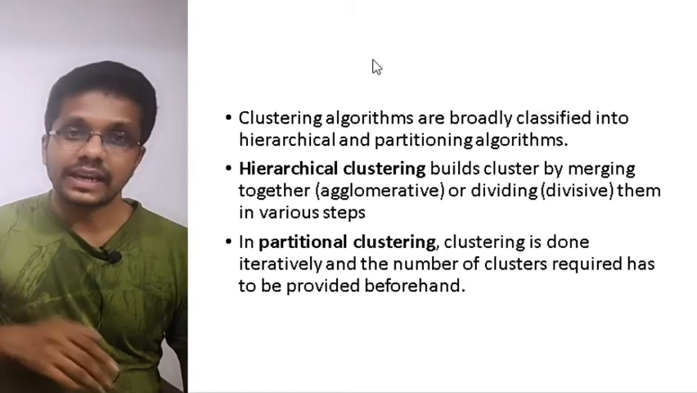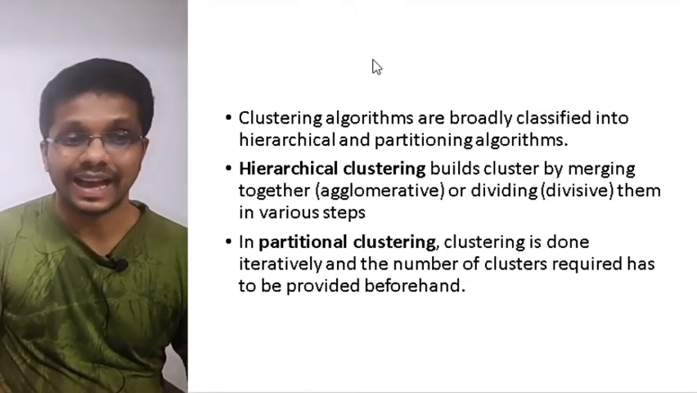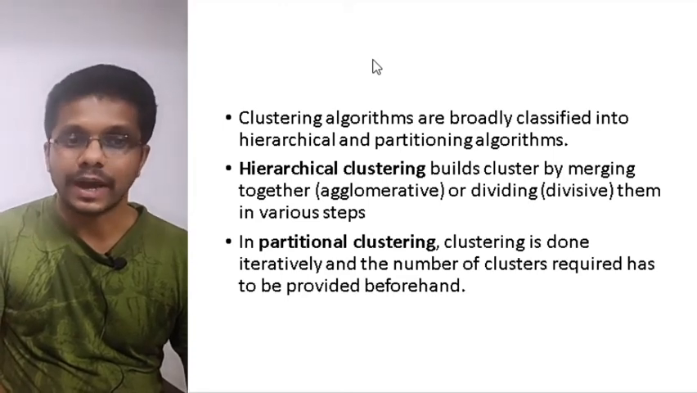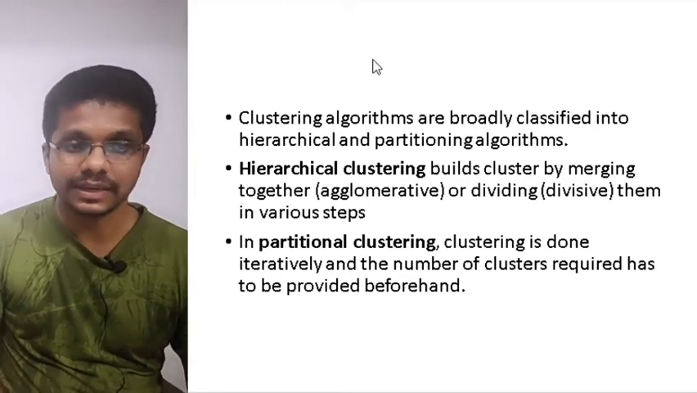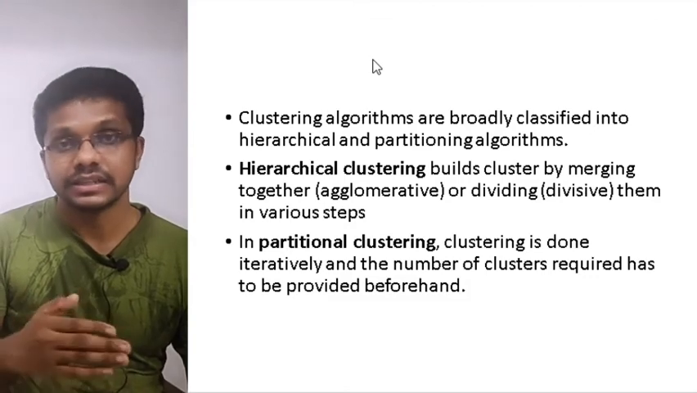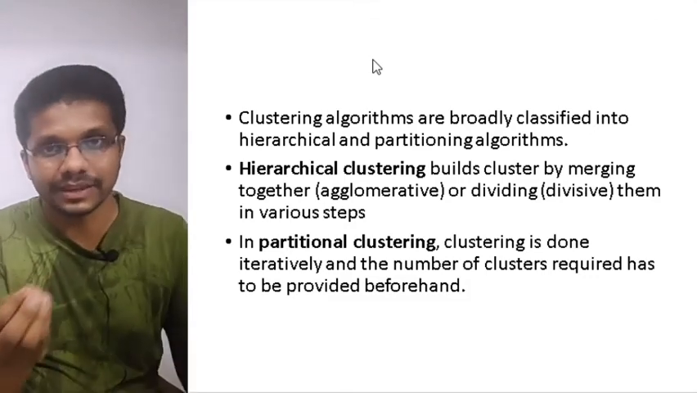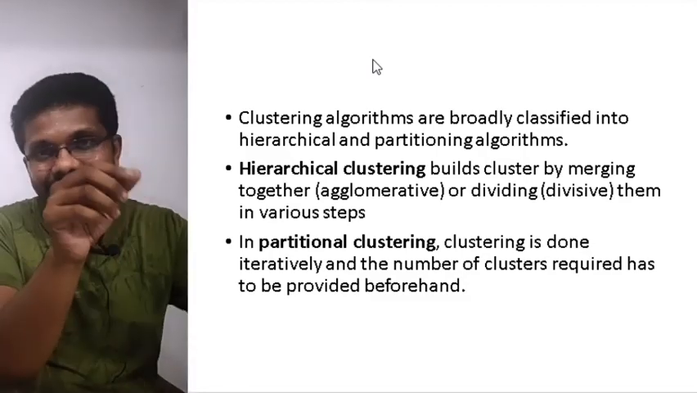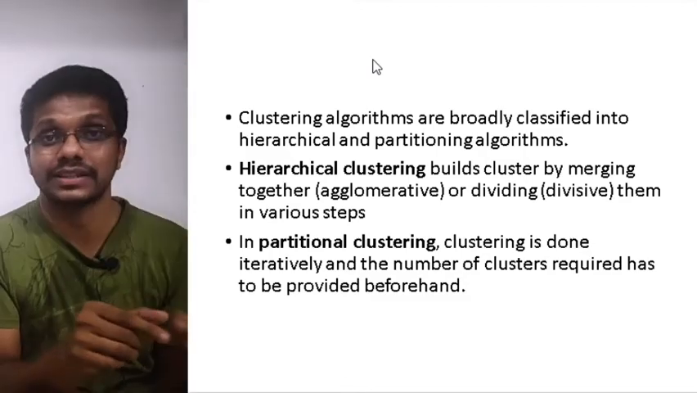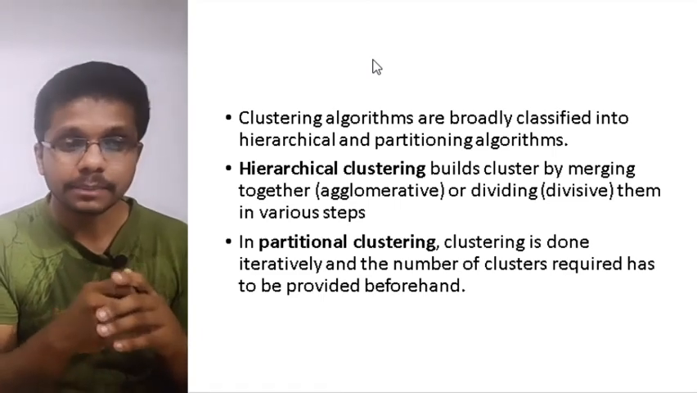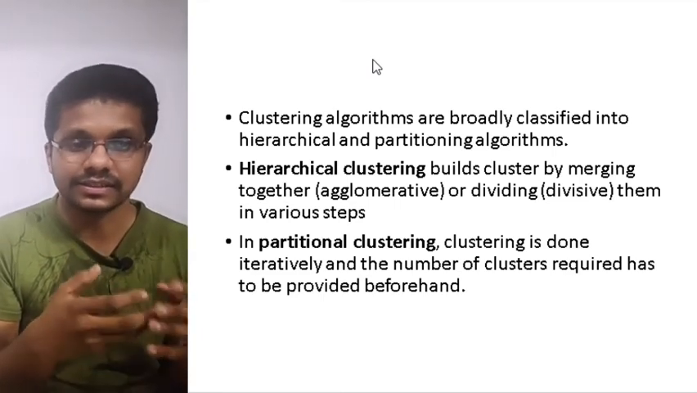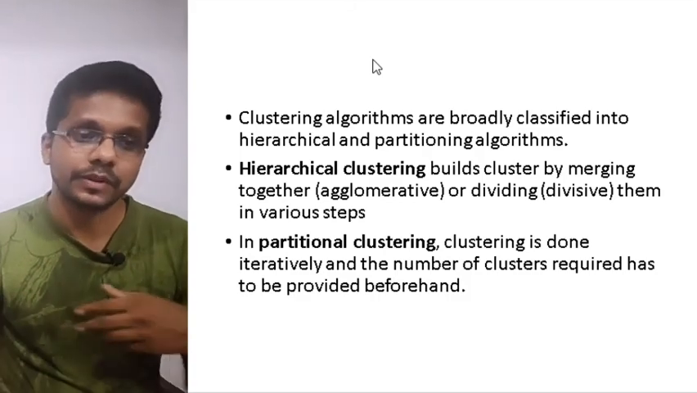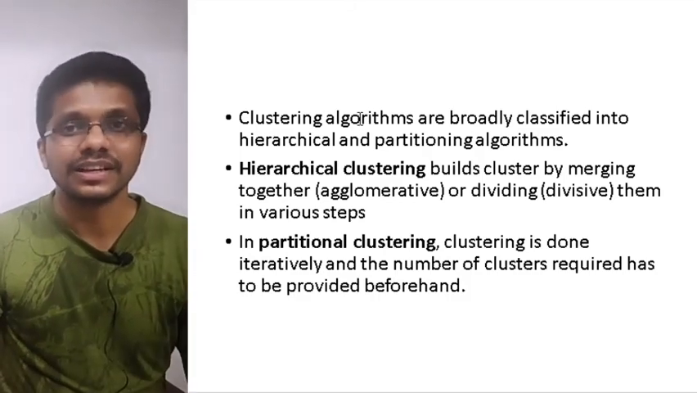Clustering can be done by using two different algorithms: hierarchical clustering and partitional clustering. Hierarchical clustering builds clusters by merging together or dividing data in different steps. Either we merge similar data together, or we divide in multiple steps in a hierarchical order. That's why it's called hierarchical clustering. Partitional clustering is done iteratively, but the number of clusters needed must be determined. So these are the methods used for pattern recognition.